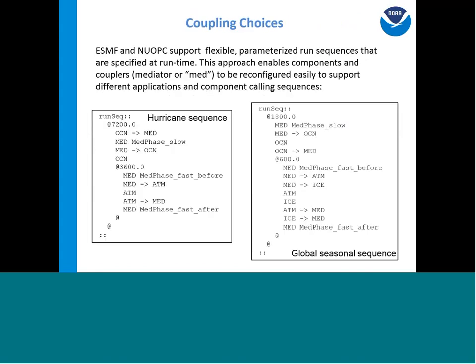I think this might be the final one. So another thing that is useful to have is flexibility in the run sequence. So ESMF and NOAA support flexible parameterized run sequences that are specified at runtime. And this means that you basically create this file that says what order you want the components to run in and what transfers between components you want them to make, and when you want them to invoke the mediator or the coupler.